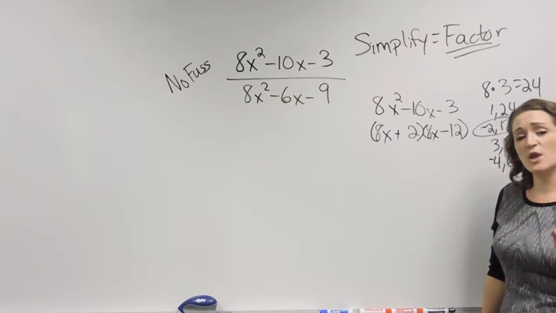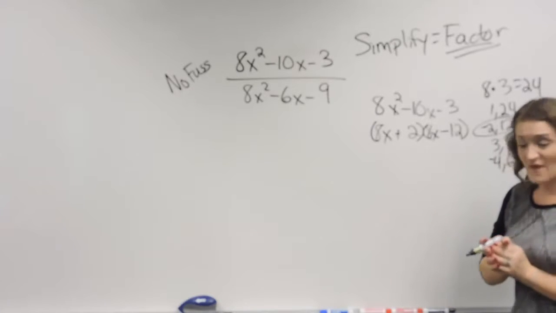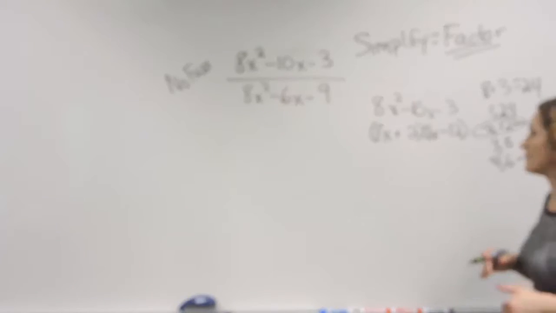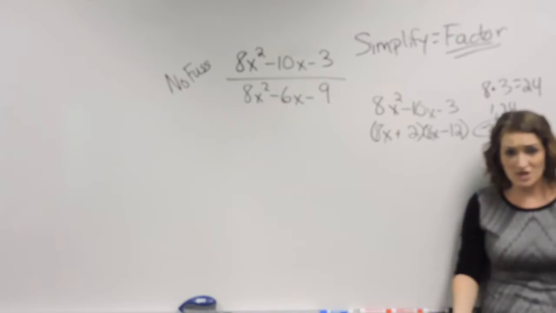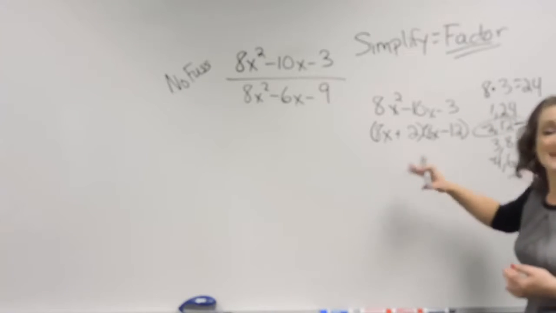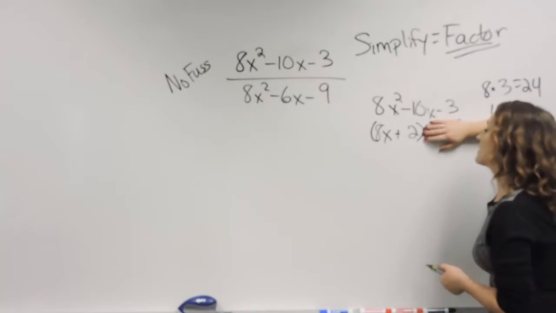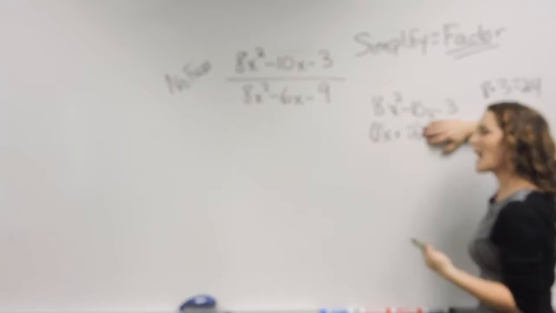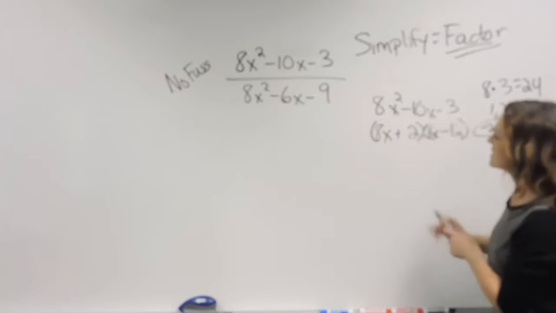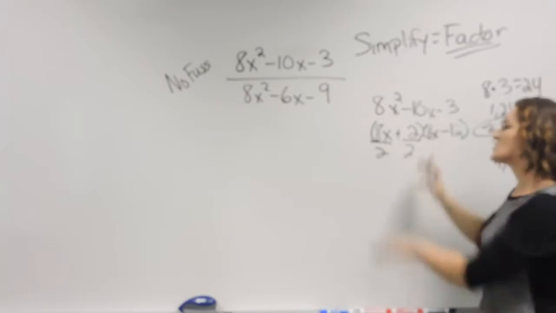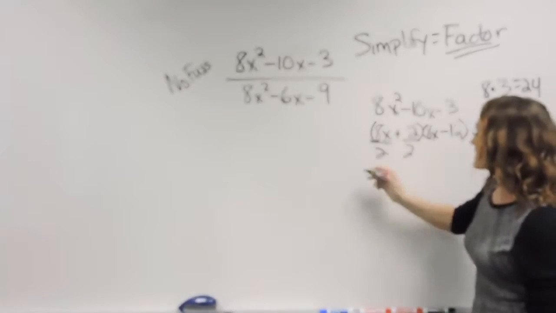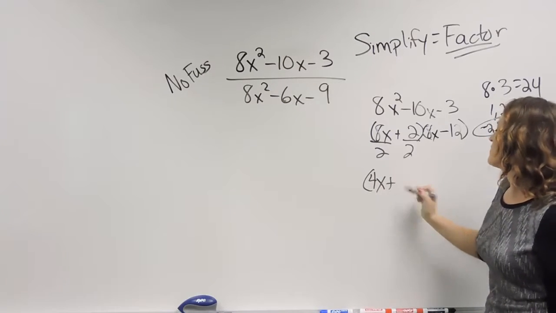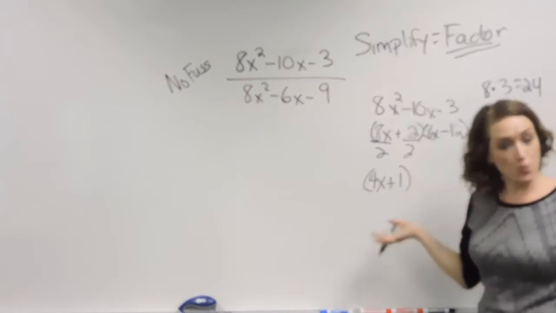Now the last step in no fuss factoring says to simplify. Either one or both of your factors will be able to be simplified. So think about simplifying a fraction, reducing your fraction. That's exactly what we're doing here. Starting with the first factor, we have an 8 and a 2. Does an 8 and a 2 have anything in common? Definitely, they have a 2 in common. So I'm going to divide out that 2. 8 divided by 2 is 4. Drop down that x. Plus 2 divided by 2 is 1.